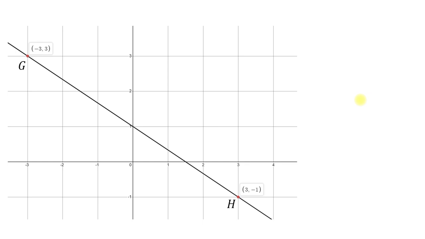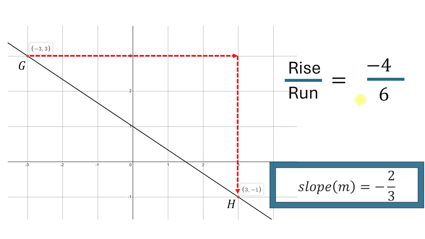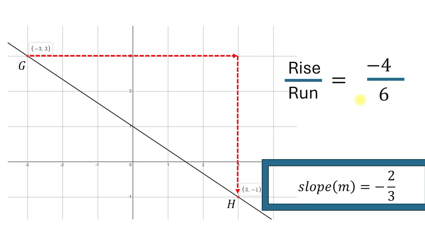Here we have two coordinates, G and H. So our run here will be 6 units, followed by a rise of -4 units. Once again, the rise is negative because we're going downwards. So our rise over our run will be -4 over 6, which gives us a slope of -2/3.